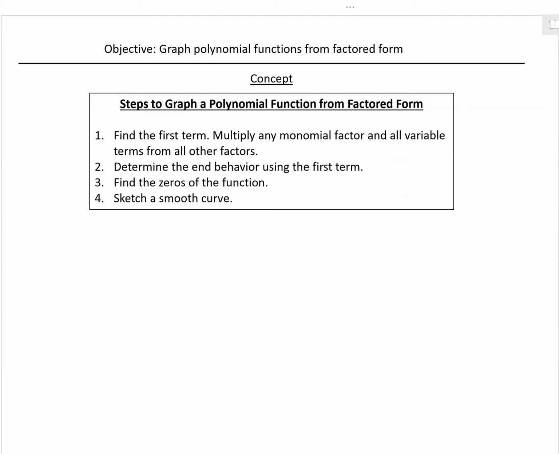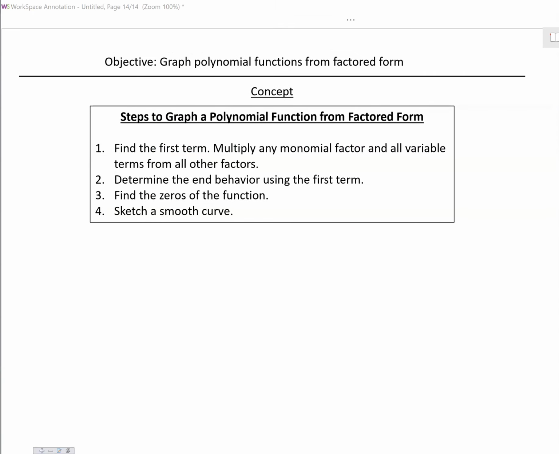So this is giving us a step-by-step process we can use to create the graph from our factored form. We're going to learn how to calculate the first term of what we call the standard form, like if it was all multiplied out. And this is describing how we're going to do that. We're going to multiply any monomial factor and all the variable terms from other factors such as binomials, and maybe trinomials sometimes, things like that.